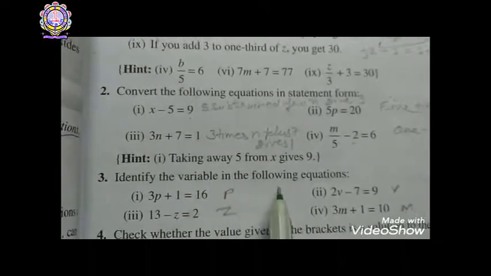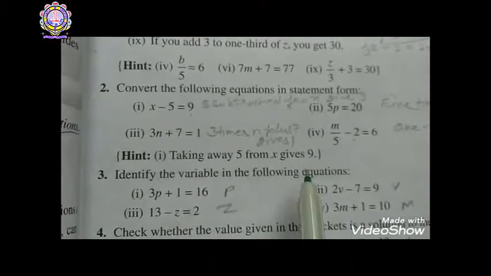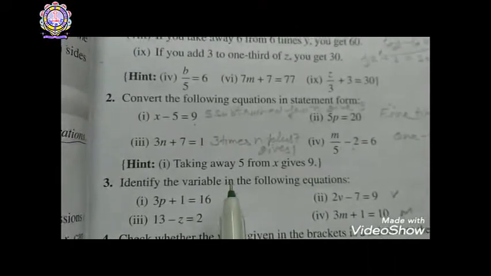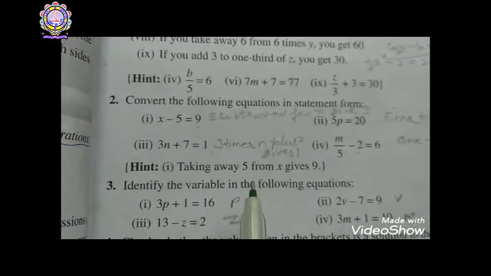Identify the variable in the following equations. As you know, variables are those whose values are different. 3p plus 1 equal to 16. So 16 and 1 are numerical values. 3 is also a numerical value. p is a variable. Here z is the variable. Here v is the variable. Here m is the variable. So just write the variable.